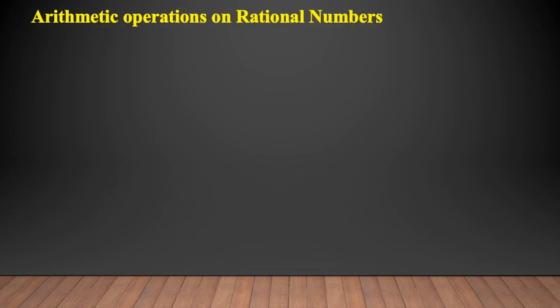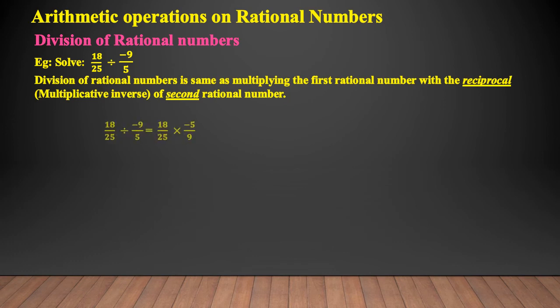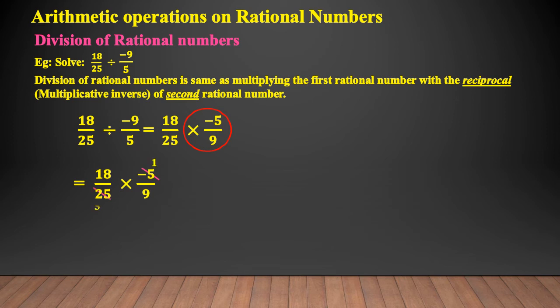And next is division. You know that in fractions, division means multiplying the first rational number with the reciprocal of the second rational number. So 18 by 25 divided by minus 9 by 5 means 18 by 25 into 5 by minus 9. So minus 9 will go to the numerator, and simplify. So remember, division means multiplying with the reciprocal of the second rational number.